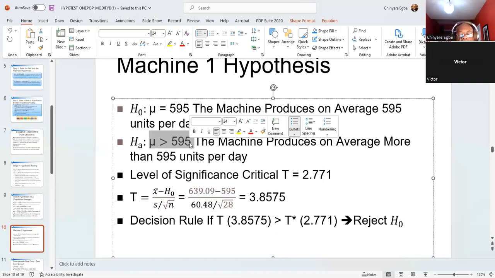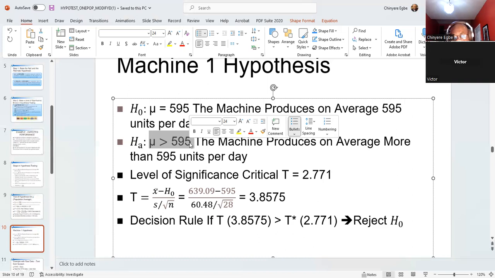Because somebody could ask you a question: is the machine functioning properly? Period. So you now have to define what proper functioning is, which is to produce more than 595. Then it's for you to test the hypothesis whether the machine is doing 595 or doing more than 595.